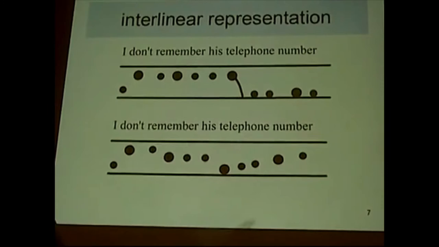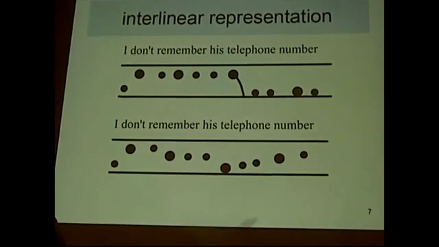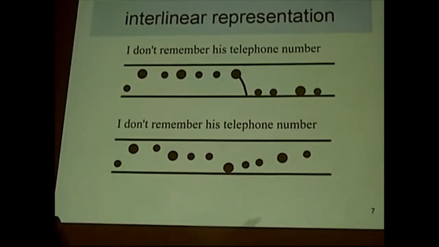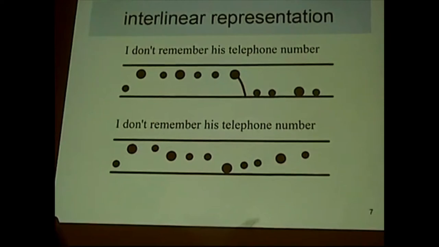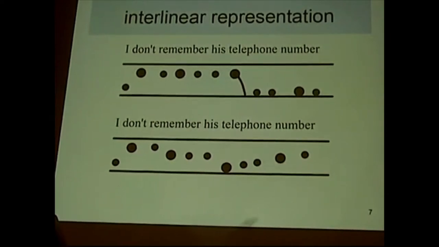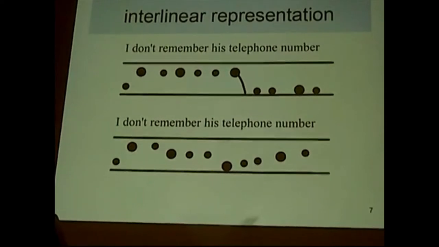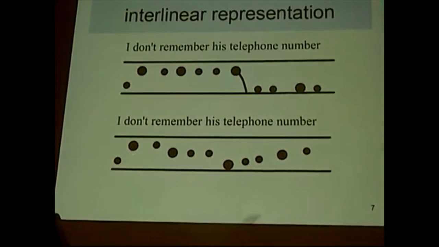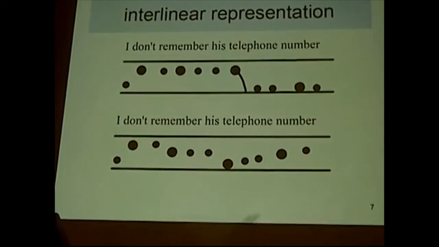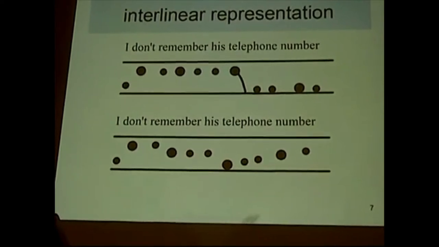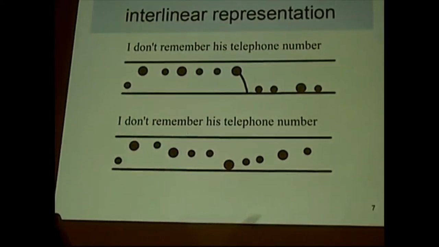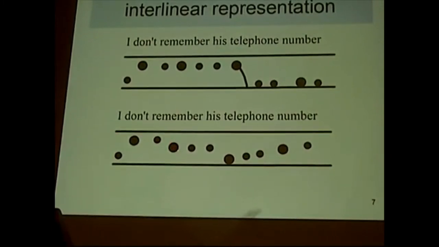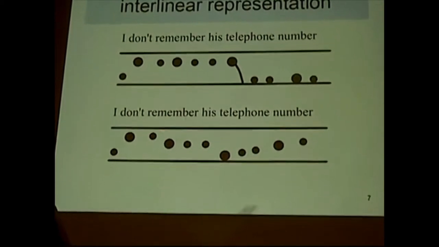Well, we can go on and on with more interlinear representations, but the top is the one we've just been doing. I don't remember his telephone number. At the bottom, the same sentence, but a different interlinear representation corresponding to a different pitch pattern. It starts the same way. I is on a low pitch, and don't and re are on the same pitches as before. But notice that this syllable, which is the second syllable of remember, is now down a pitch compared with what it was there, come down.